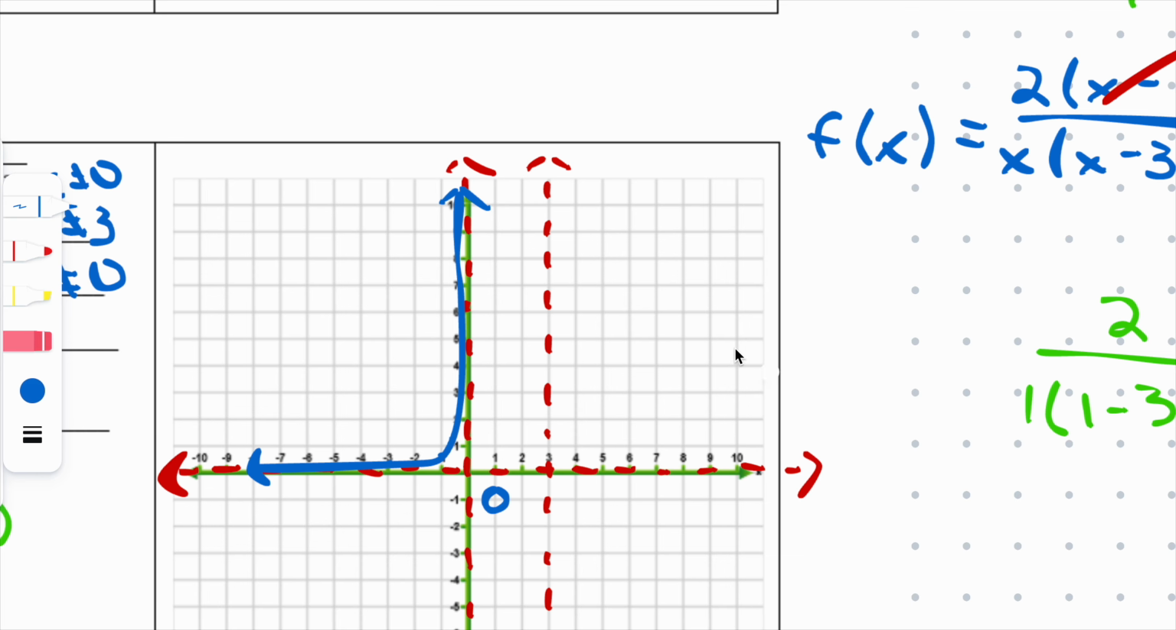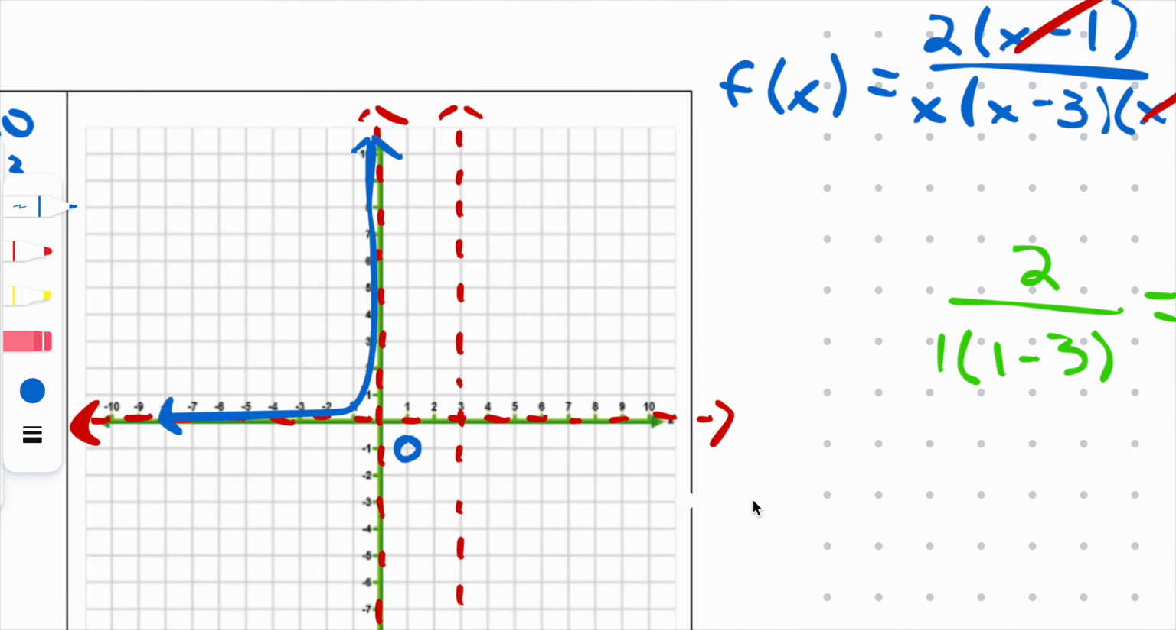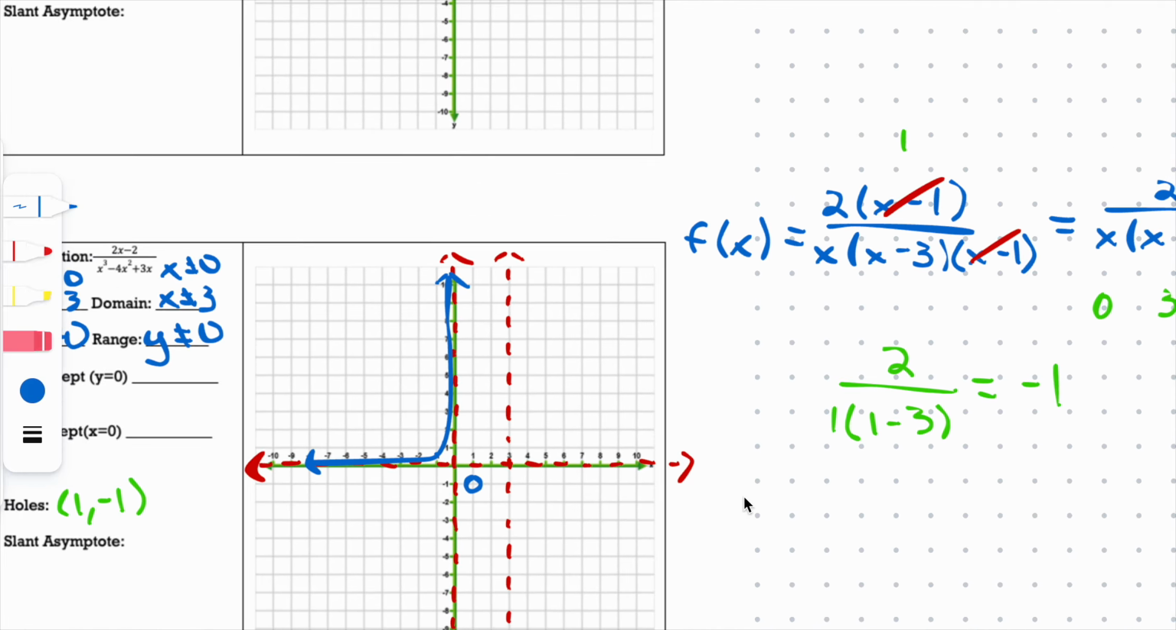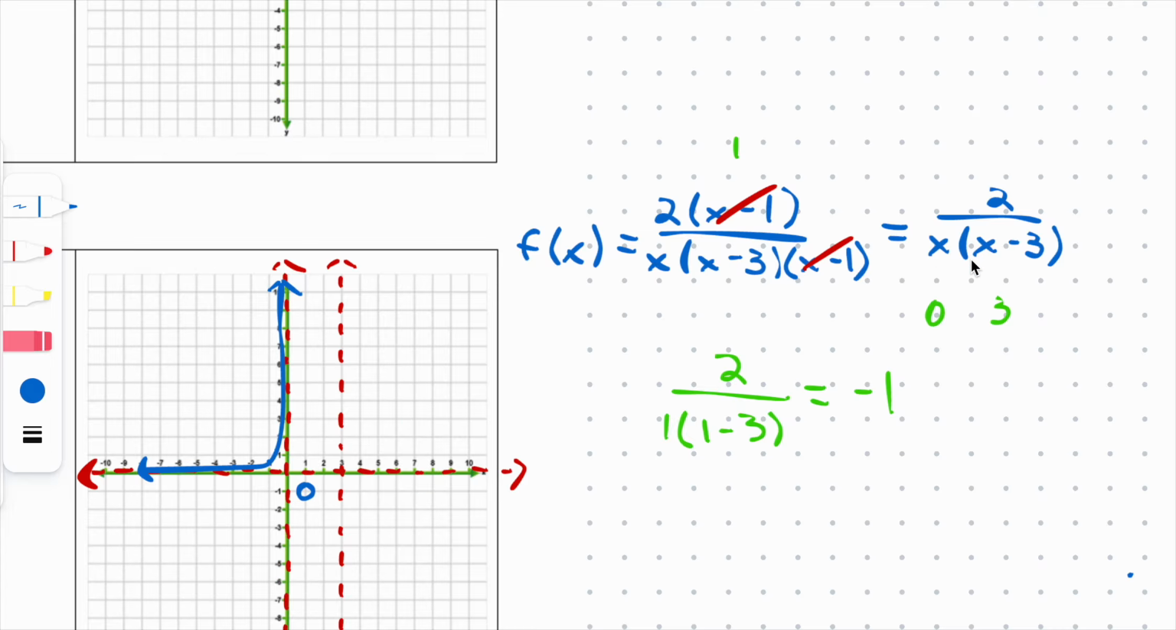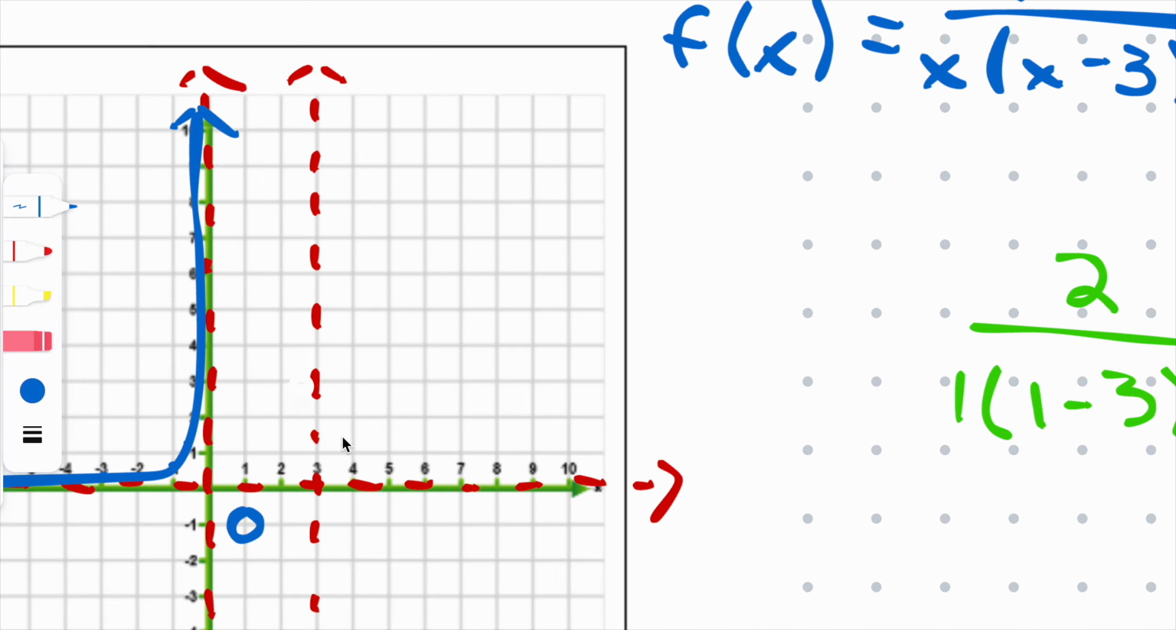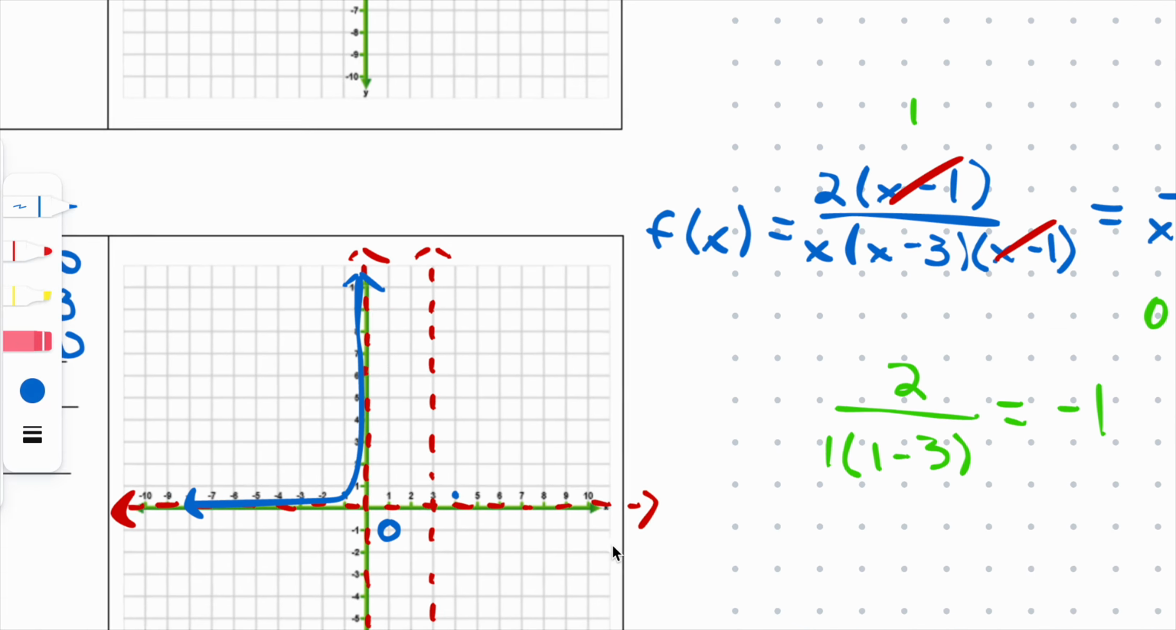Okay, now I'm going to move on to this part, when x is greater than 3. So I'm going to plug in 4. So 4 minus 3 is 1. 4 times 1 is 4. 2 over 4 is 0.5. So we're going to get something like this. That's pretty interesting. That's the same thing over there.